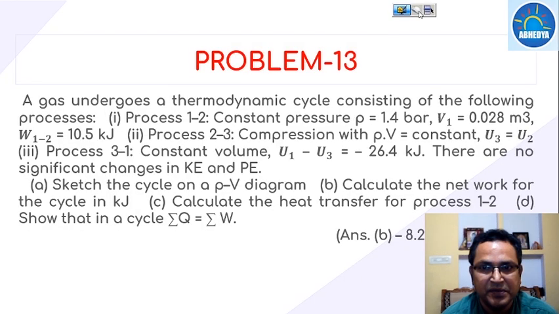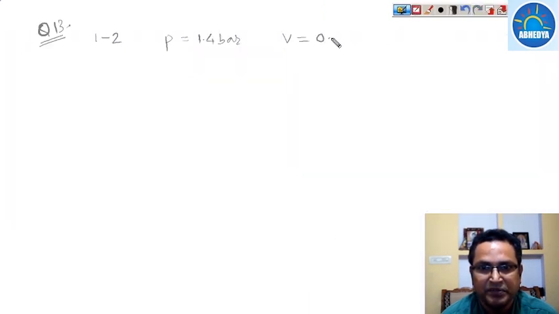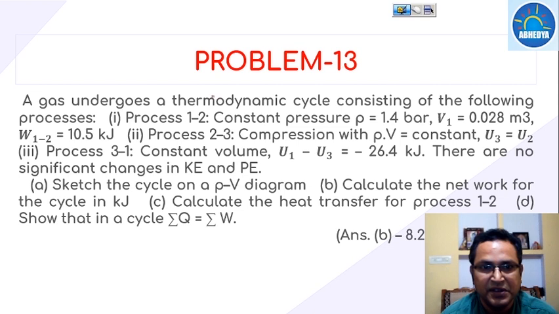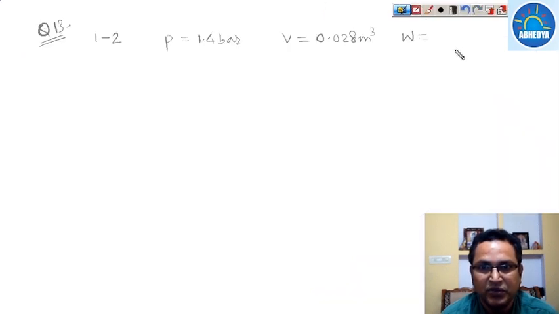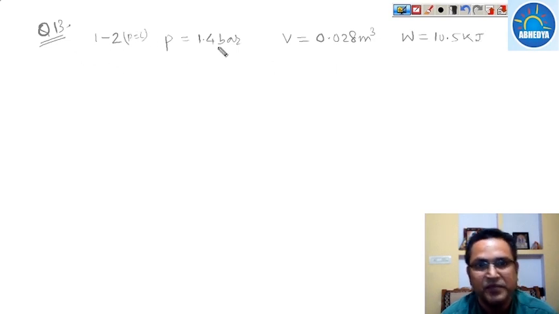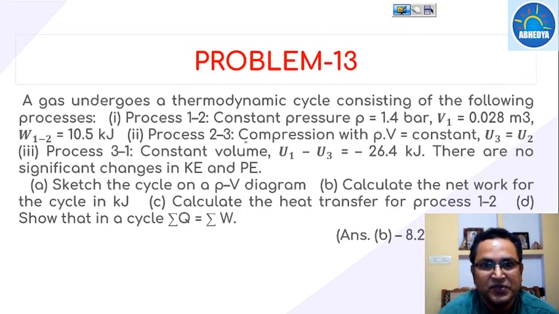Volume is 0.028 meter cube, and work transfer is 10.5 kilojoule, and this process is a constant pressure process. This is process 1 to 2, constant pressure process.